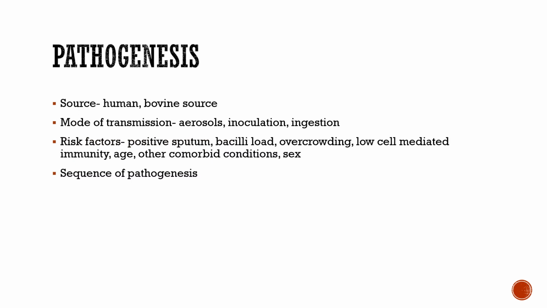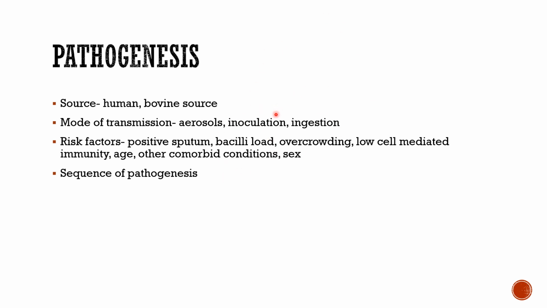Next is the pathogenesis. So what is the source of this disease? The source is infected human beings or bovine source. Bovine source means consumption of unpasteurized milk. The mode of transmission is aerosols, inoculation and ingestion. Aerosols means while an infected person is standing near you and coughing or sneezing or speaking, the droplets would be transmitted into the air that would be inhaled by us. So aerosol is one of them.